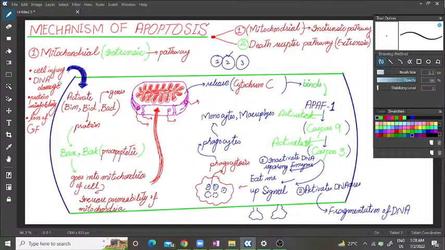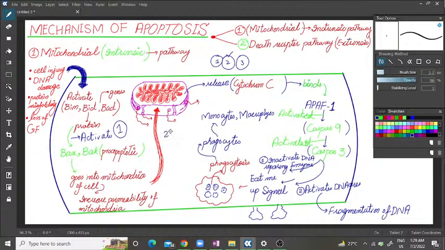When cell injury, cell damage, protein misfolding, or loss of growth factor happens, there is the activation of BIM, BID and BAD genes. These then translate the BIM, BID and BAD proteins. These proteins then activate the BAX and BAK proteins, which are basically pro-apoptotic in nature. This goes into the mitochondria of the cell and increases the permeability of the mitochondria. This is process number 1.